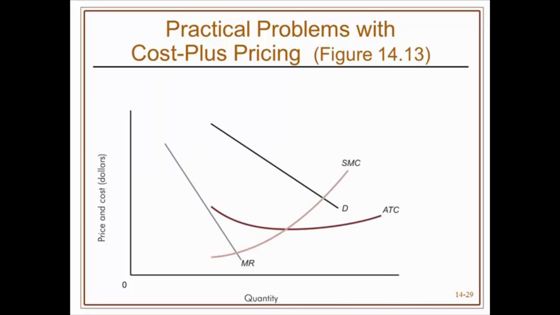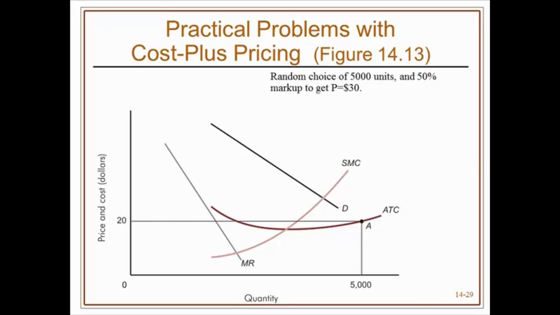Pick out at random demand, marginal revenue curves, short run marginal cost, average total cost curves. And let's say that the company just says, well, heck, we want to produce 5,000 units. Not exactly sure why, that's just the amount we want to do. And they choose a 50% markup to get a price of $30 because they know that their average total cost is $20. So they set this 50% markup, $30 price.